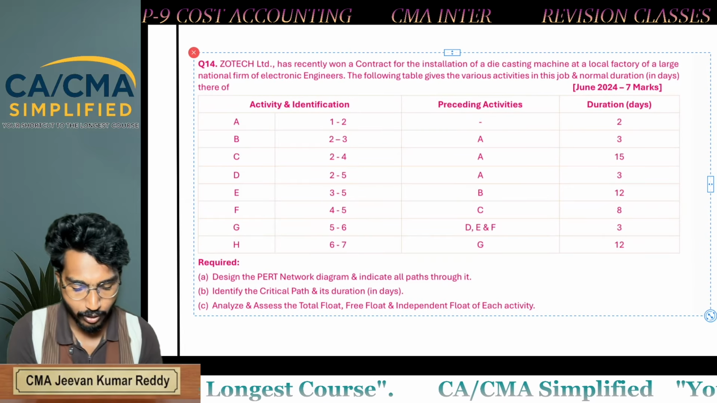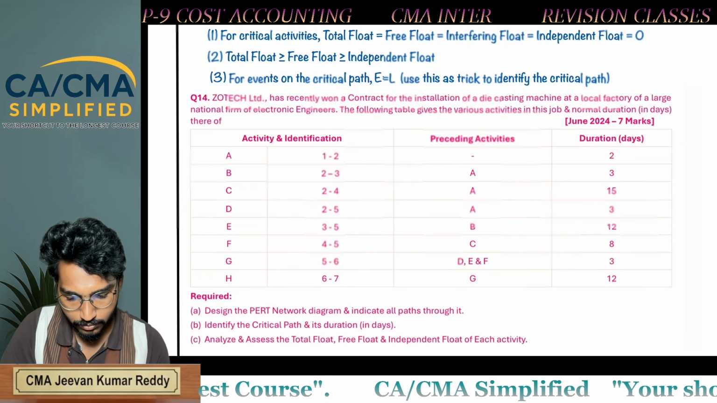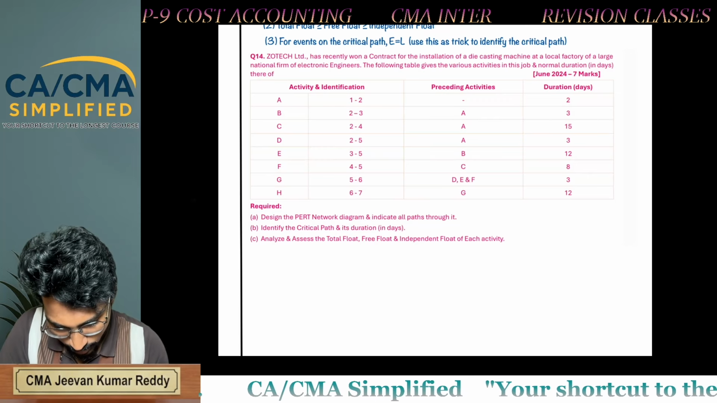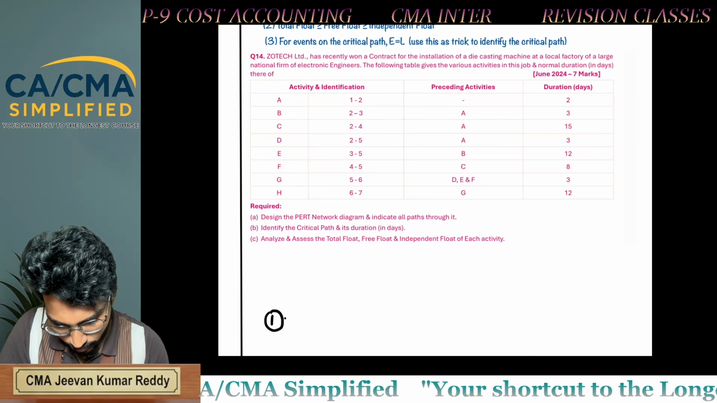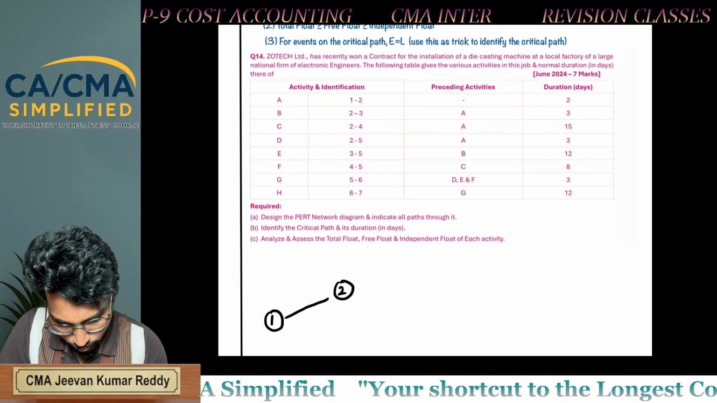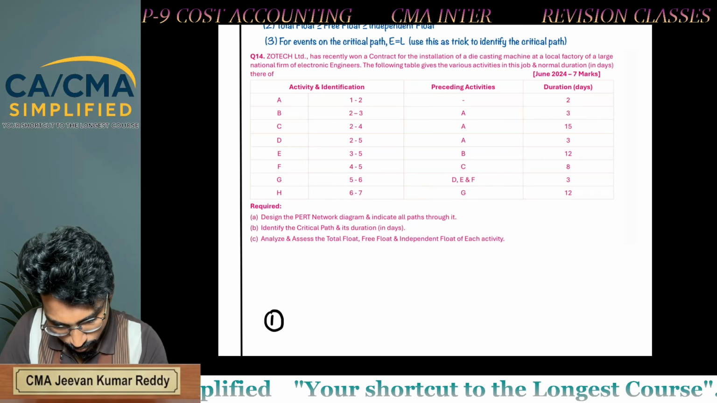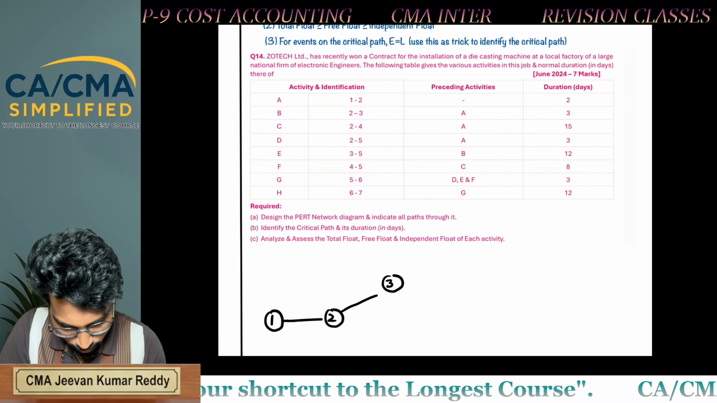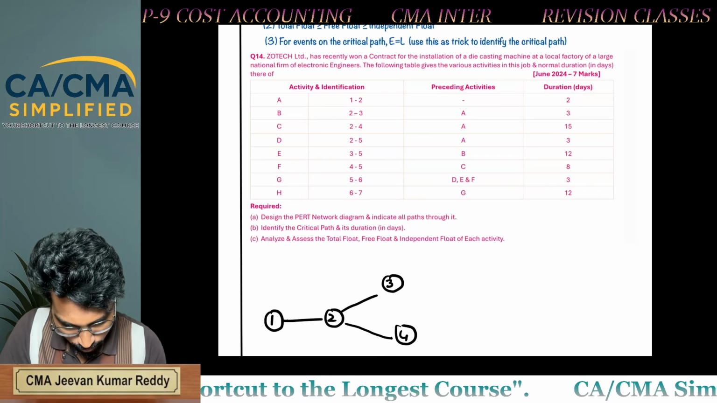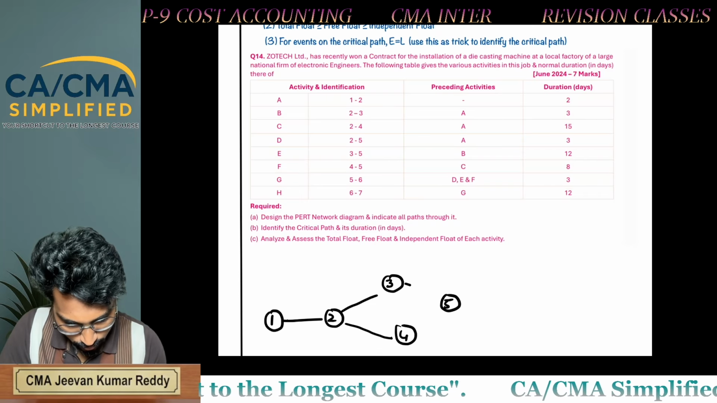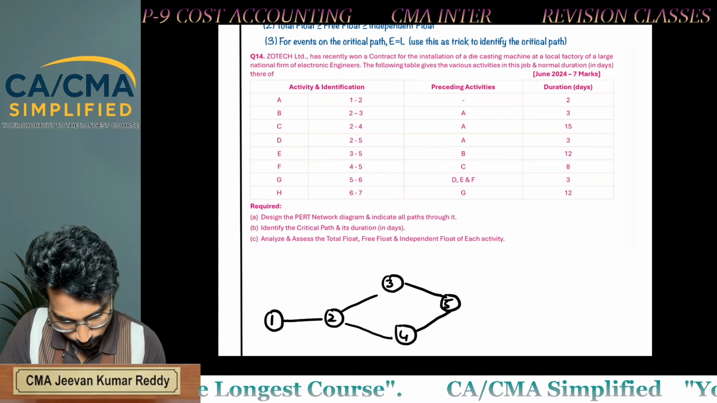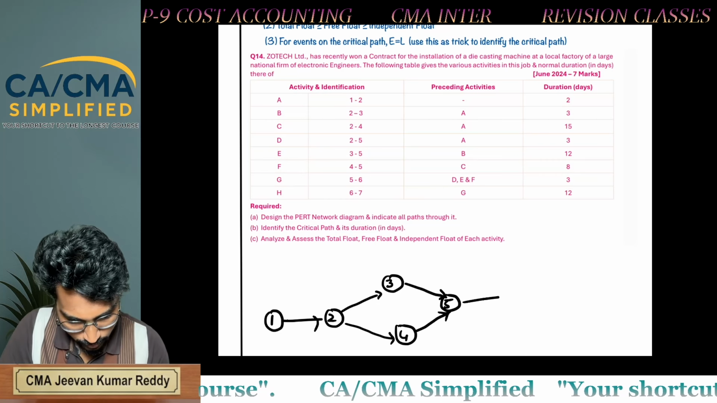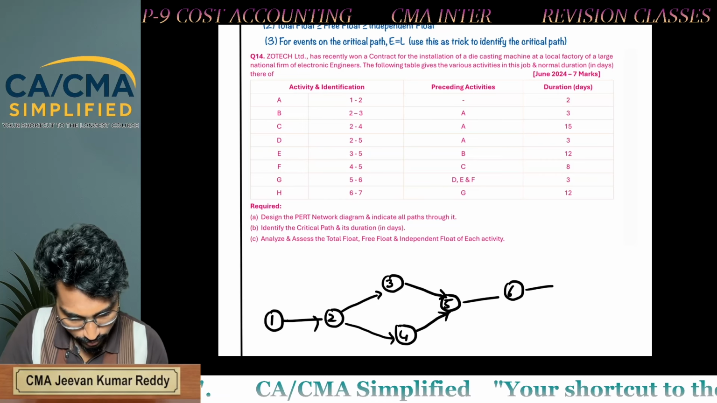Now we will do one problem. First draw the network diagram, that is 1 to 2, 2 to 3, 2 to 4, 2 to 5, 3 to 5, 4 to 5. Next 5 to 6, 6 to 7.